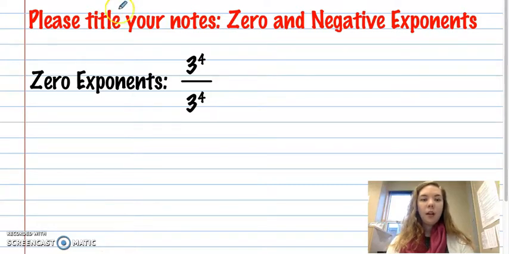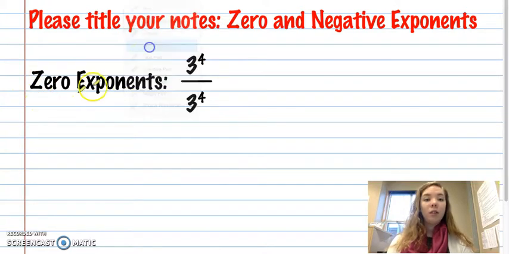Okay, today we're going to talk about zero and negative exponents, the last type of exponents that we haven't seen yet. So we already know how to perform the different operations, multiplication, division, and power to a power. So the only thing left for us to talk about are some of these special cases when we have a zero exponent or a negative exponent.